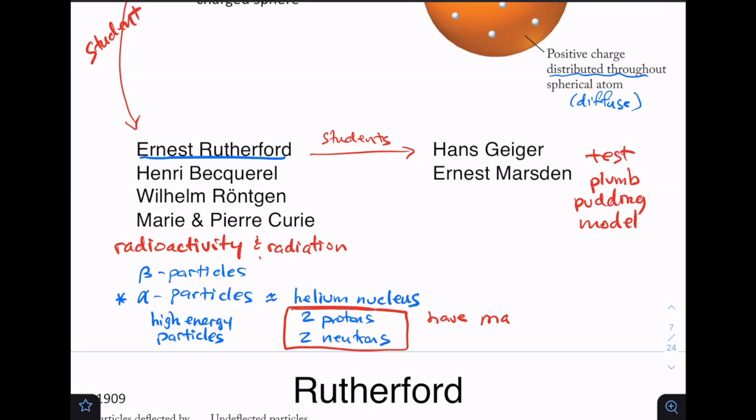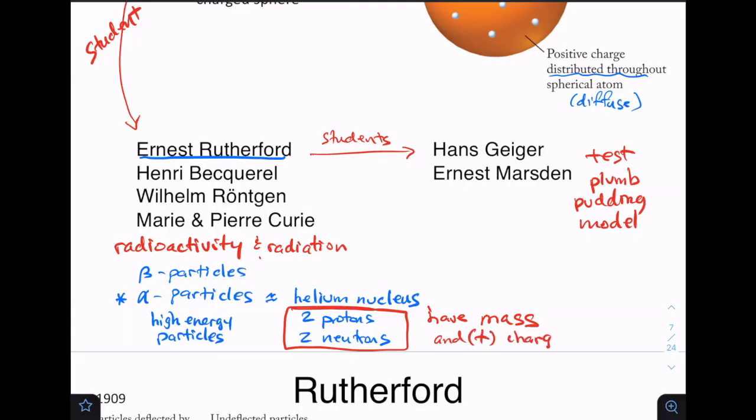They have a charge. What would the charge of these particles be? It would be +2, because protons have a positive charge, right? Electrons, we already know, have a negative charge. Now, they might not have known about protons and neutrons at the time, but they knew that alpha particles had a mass and they have a positive charge.